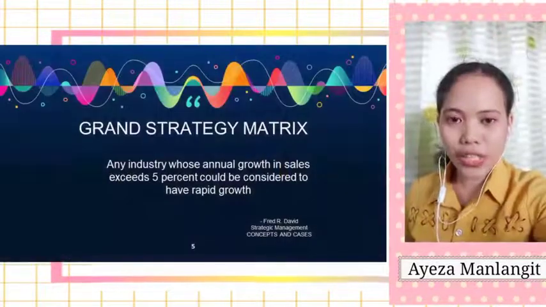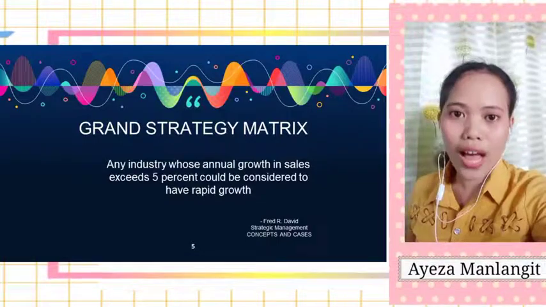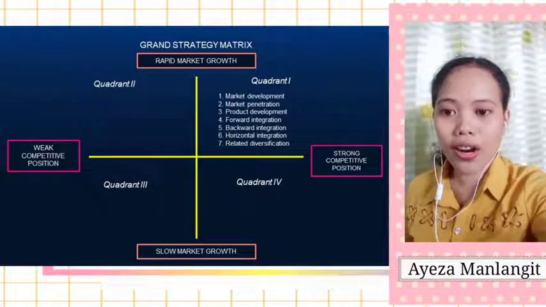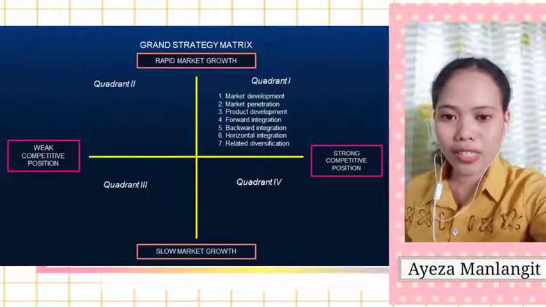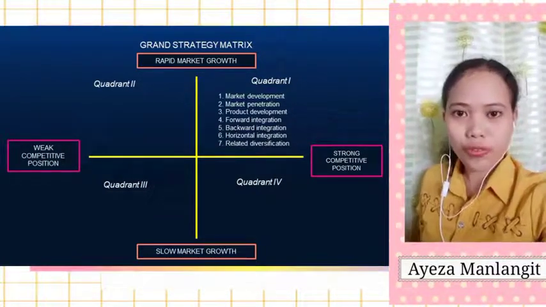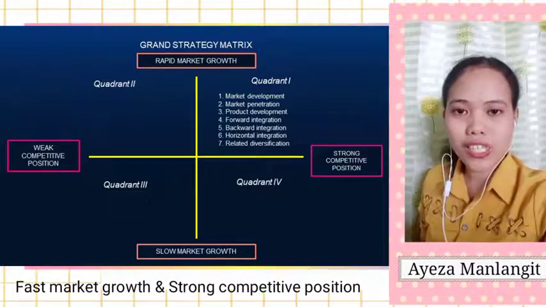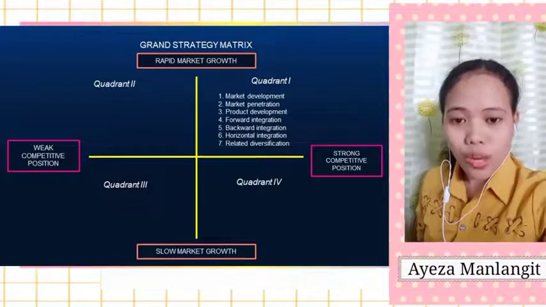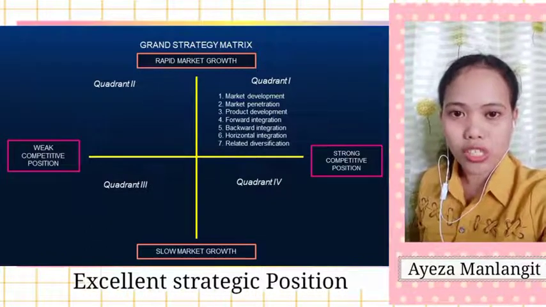Any industry whose annual growth in sales exceeds 5% could be considered to have rapid growth. Appropriate strategies for an organization to consider are listed in sequential order of attractiveness in each quadrant of the matrix. Quadrant 1 refers to divisions or firms operating in a fast-growth market environment and possessing a strong competitive advantage. In other words, firms located in Quadrant 1 of the Grand Strategy Matrix are in an excellent strategic position.